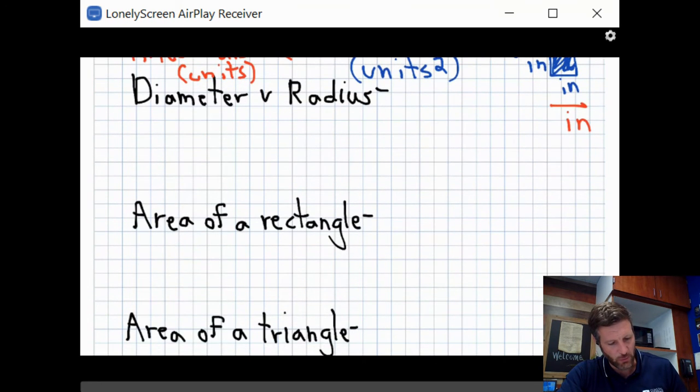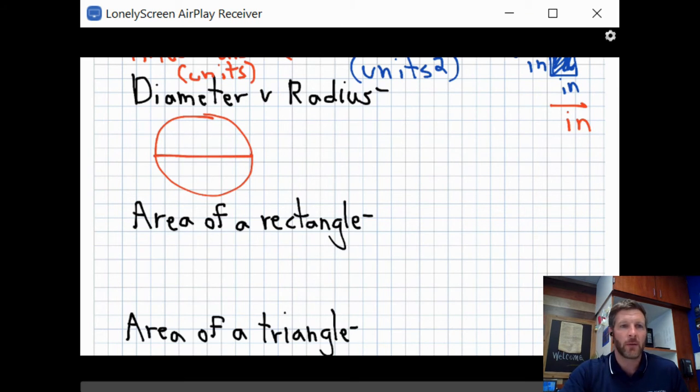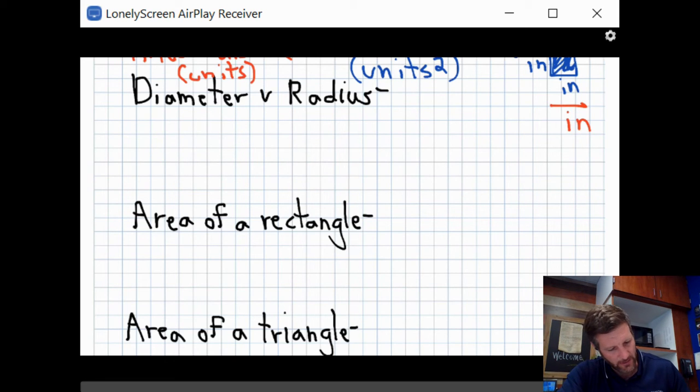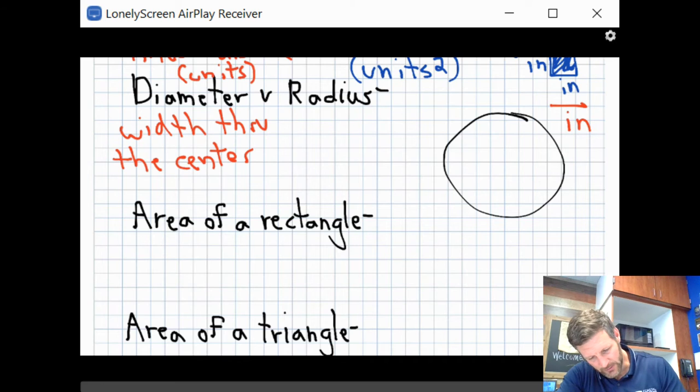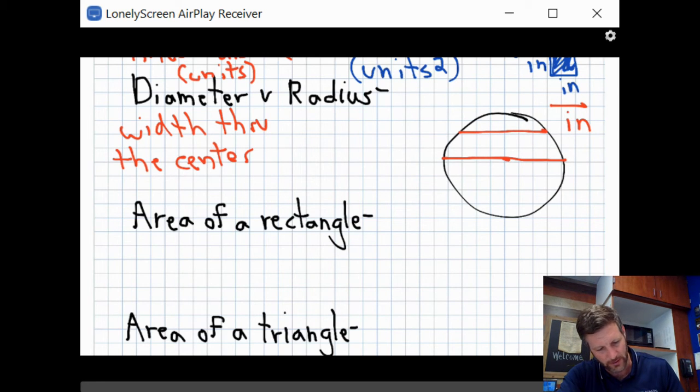Okay, diameter versus radius. These both are terms that apply to a circle, and there are two important ways to express it. The diameter of a circle is its width that passes through the center. So if I have a circle here, and we have our center of the circle, the width of the circle through the center, so not just any width, not like this, because that doesn't go through the center. So the top one is not the diameter. That one right there is the diameter because it's going through the center of the circle.